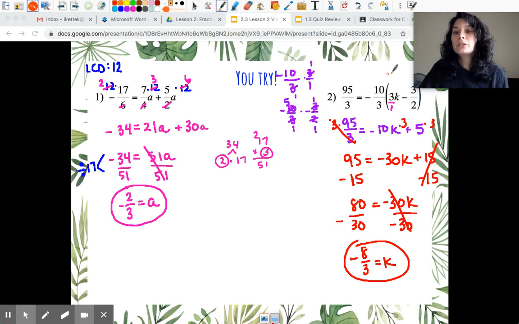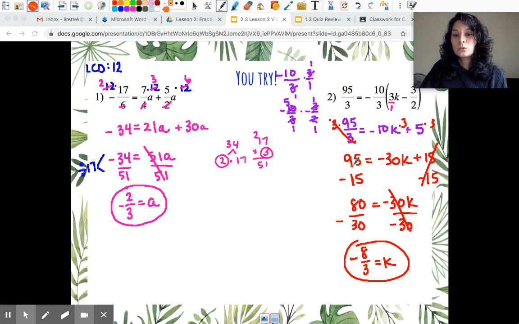Negative 10/3 times negative 3/2. The 3 is completely cross-canceled, becoming 1s. The 2 became a 1 and reduced the 10 to a 5. So again, I got an integer, but don't forget that 2 negatives leave you with a positive. I cleared the fractions here since I only had the one denominator. I multiplied everything by 3.